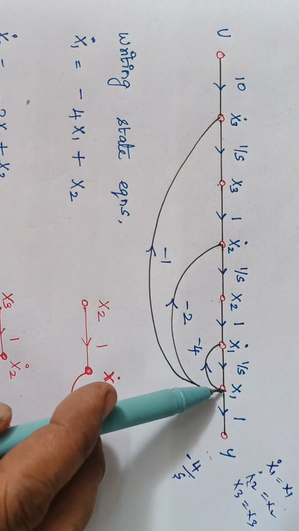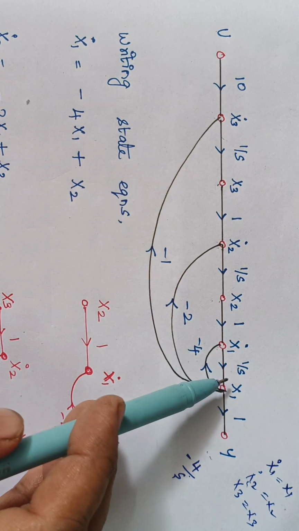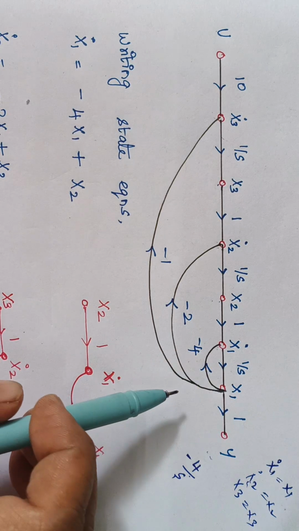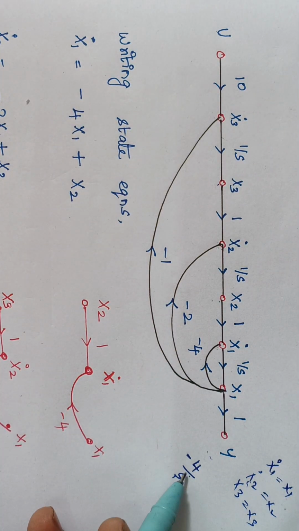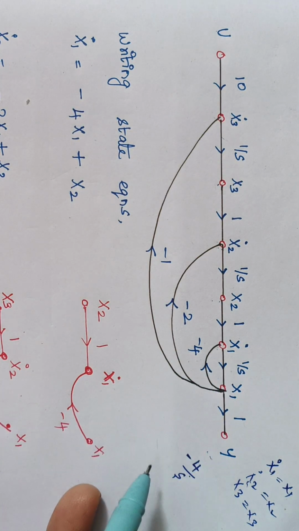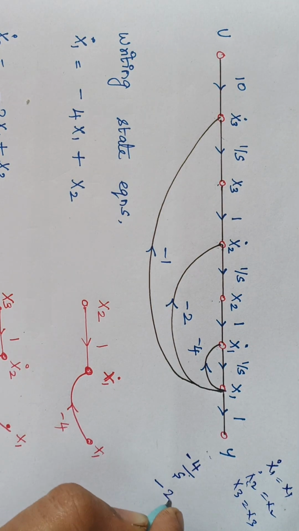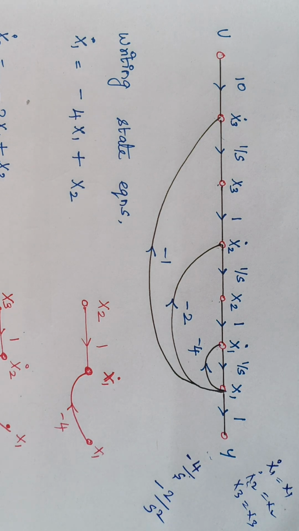So this is the loop gain, right? Our first part is over here. We had to find out the loop gain for minus 4 by s. That is, we have fixed the loop for minus 4 by s. Then the next loop gain is, you see, minus 2 by s square.